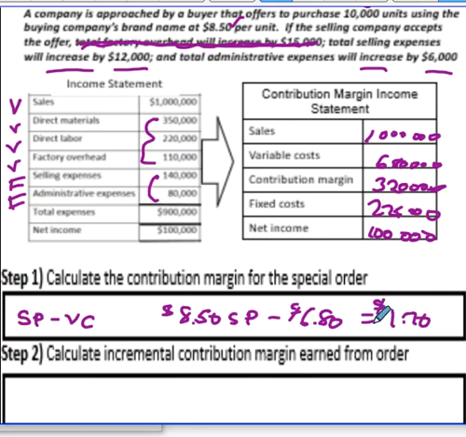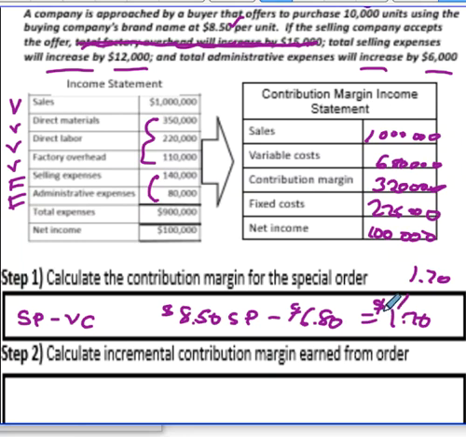So every time we sell a unit, we not only cover the cost of that unit, but let me rewrite this number here, $1.70, so it's a little bit easier to see. We cover not only our variable cost, but we then have $1.70 to contribute to our fixed costs, and then eventually our net income after we've covered our fixed costs.